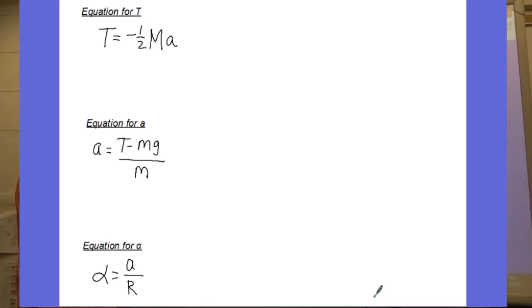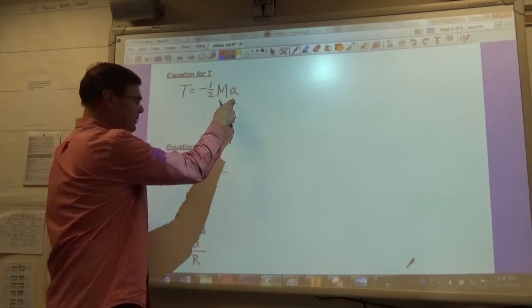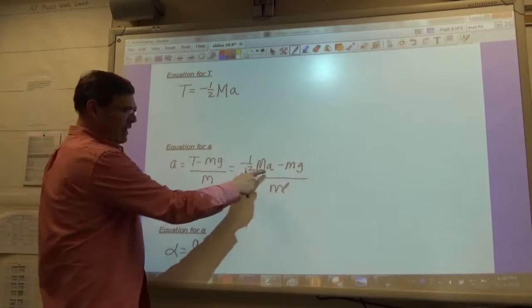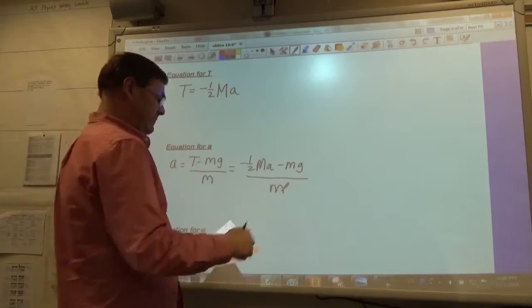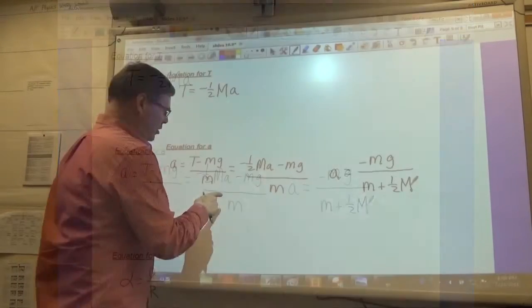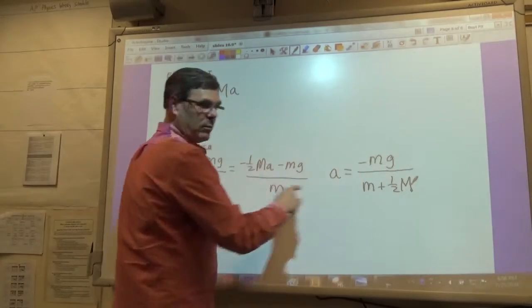So here are my three equations with three unknowns. The first thing I'm going to do, where I see this T, I'm going to replace it with this expression here. And I see I have an A on both sides of the equation, so I need to simplify this and solve it for A. You can go ahead and try this. When I solve this equation for A, this is what I get.